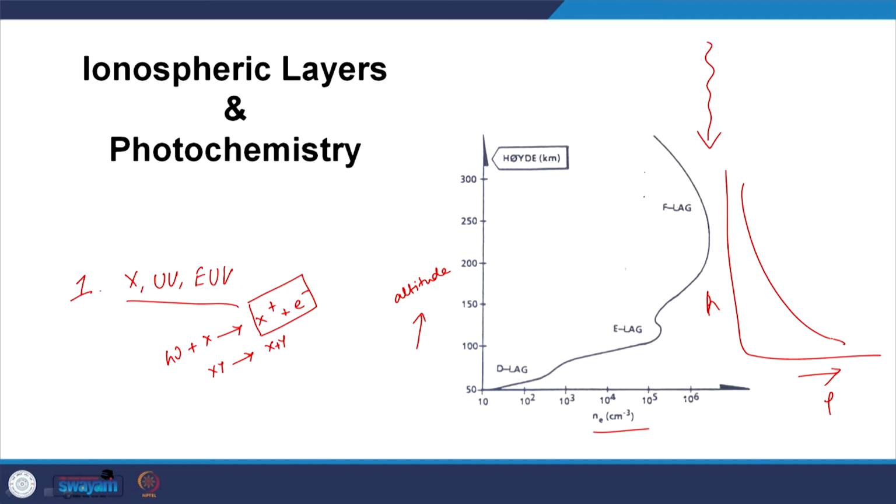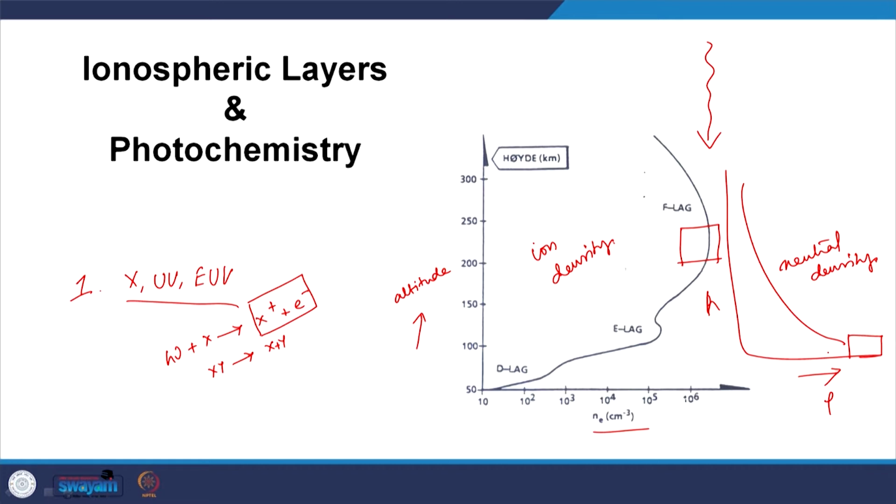This is the neutral density as a function of height, and this figure shows the ion density as a function of height. One striking feature is that the ion density achieves a maximum at nearly 200 to 250 kilometers, and the neutral densities are maximum at the surface.